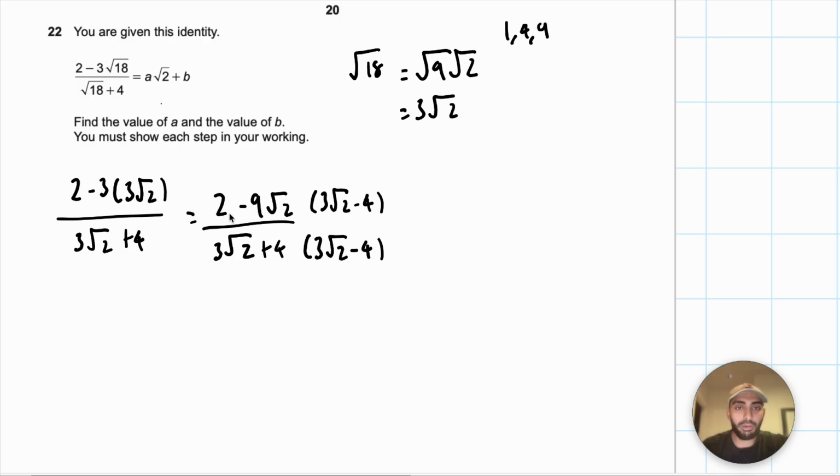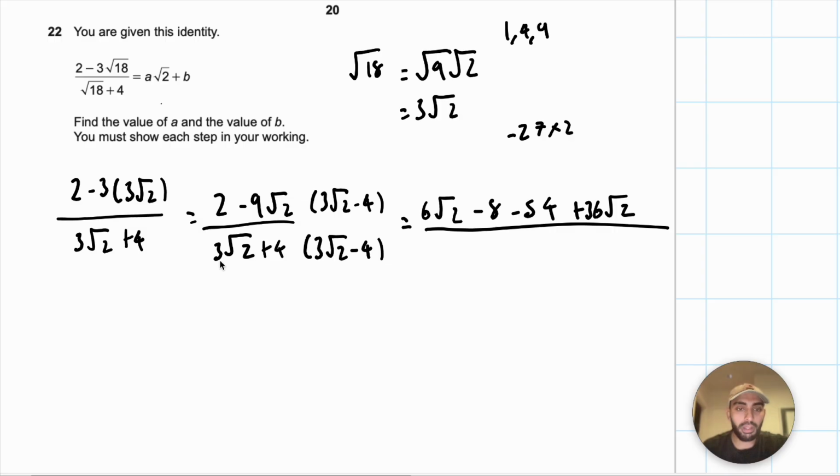Let's expand this top one out. I've got 2 times by 3 root 2. 2 times 3 is 6, 6 root 2. 2 times by negative 4 is negative 8. And negative 9 times by 3 is negative 27. And root 2 times root 2 is 2. So it's negative 27 times by 2, which is negative 54. Then negative 9 root 2 times negative 4 is positive 36 root 2. That's that top one done.